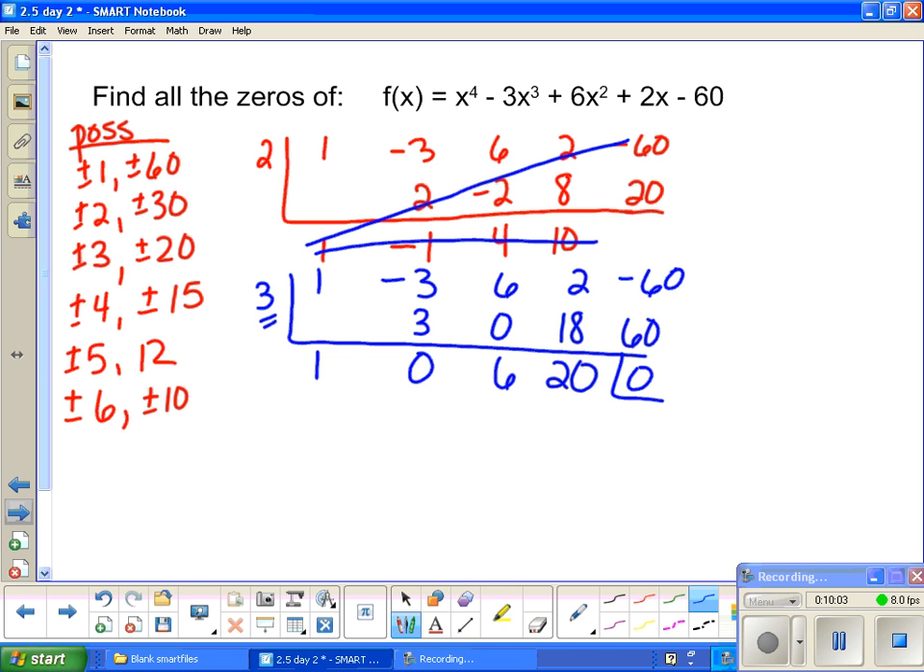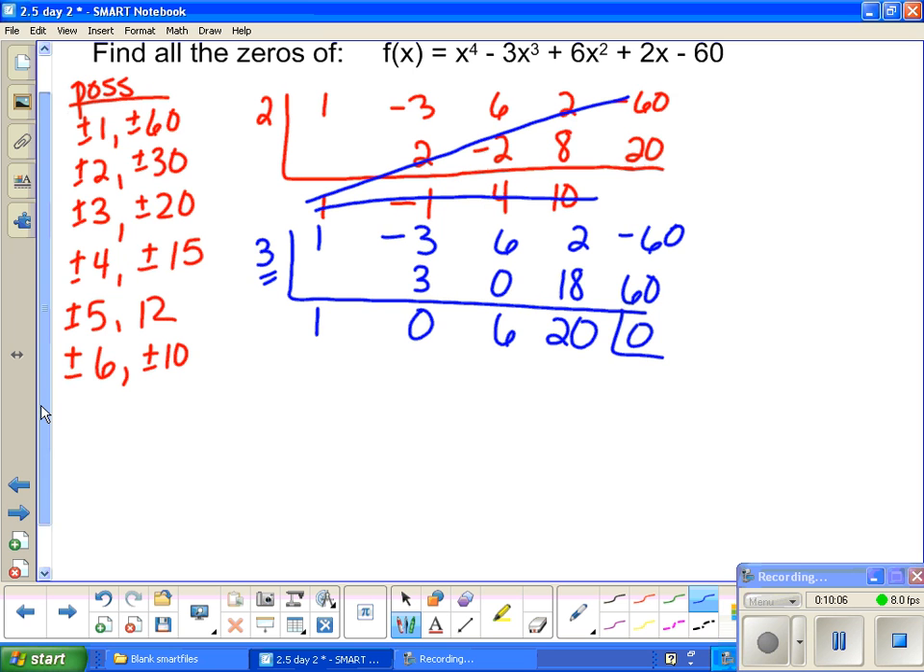Now I rewrite this as a polynomial function or equation, x cubed, because I started with x to the fourth, so this is x cubed plus 0x squared plus 6x plus 20. Well, I don't know how to factor that. So then I have to go and test another 0. I already tested 2, but with 2, I ended up with a positive 20. So I'm going to try a negative 2.